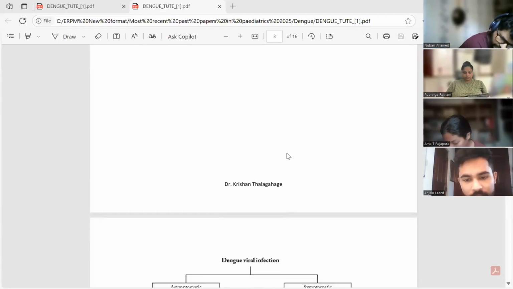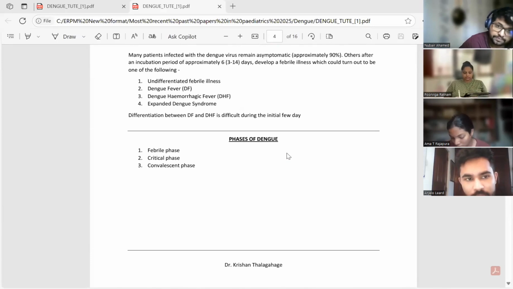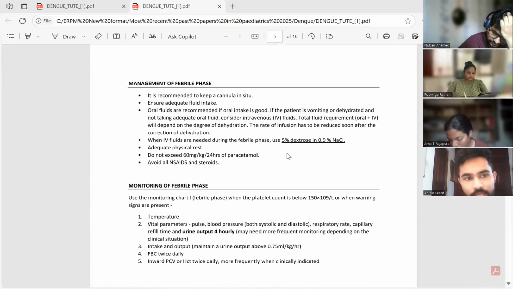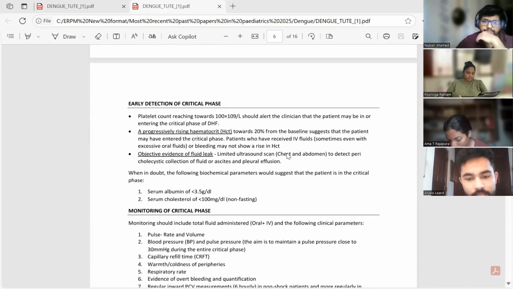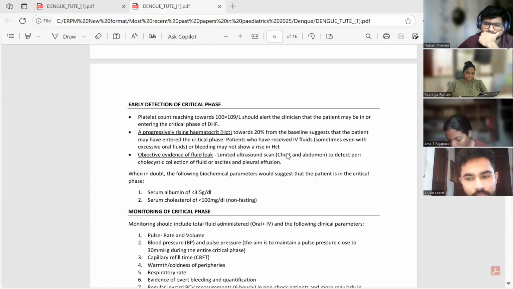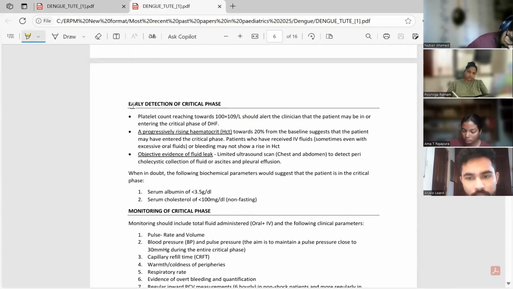Before I ask someone else, if we go back to the tute, what did Aisha say? Aisha was talking about features of leakage. Some children might have features of leakage. Early detection of critical phase. What we call the critical phase is also the leakage. Leakage is also known as the critical phase.